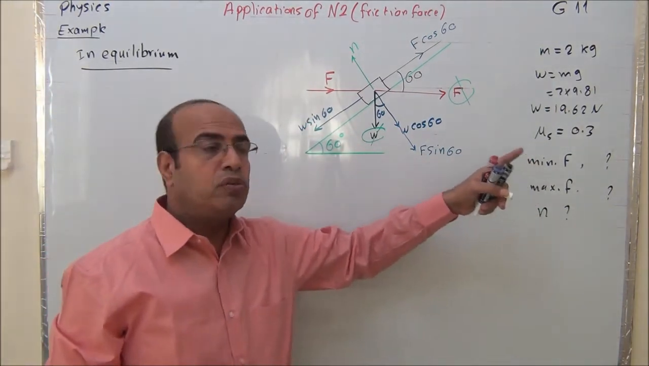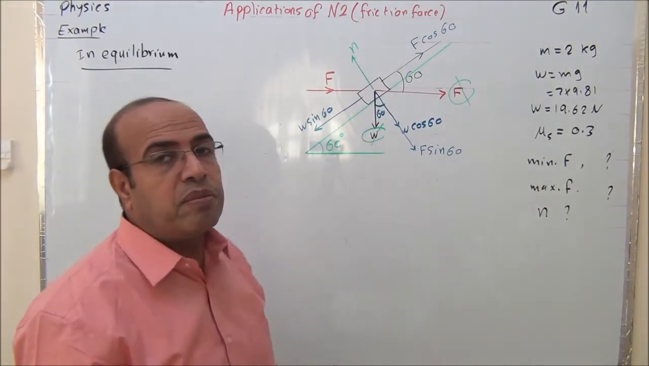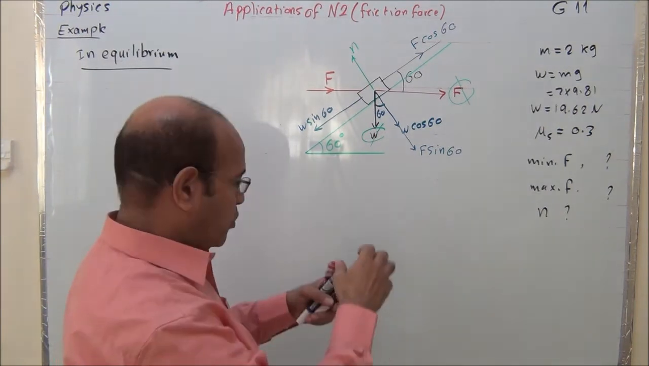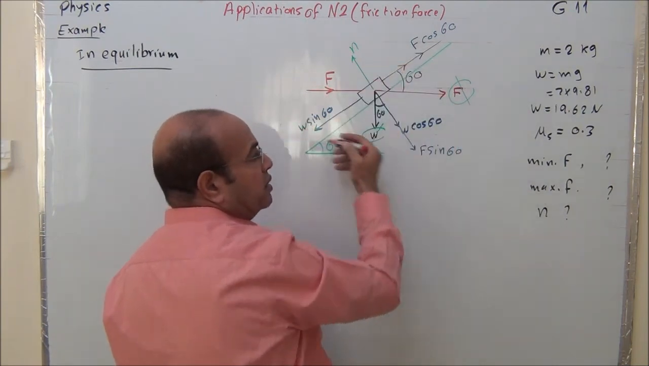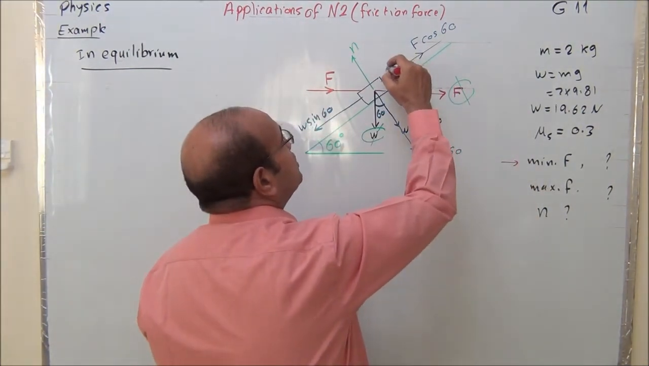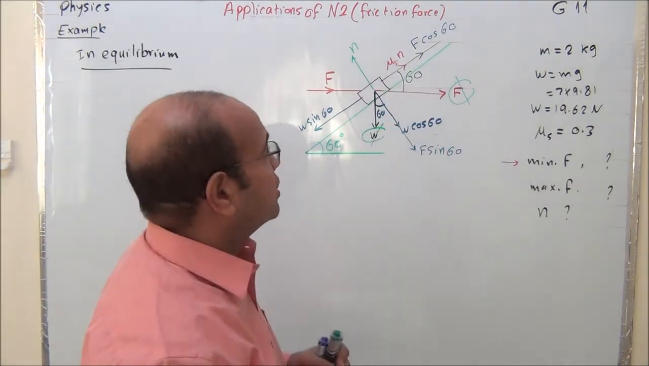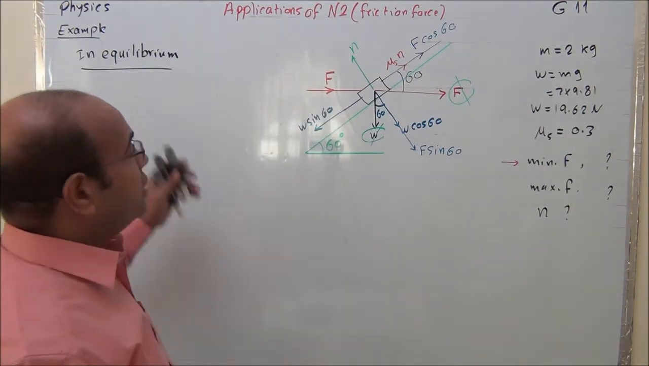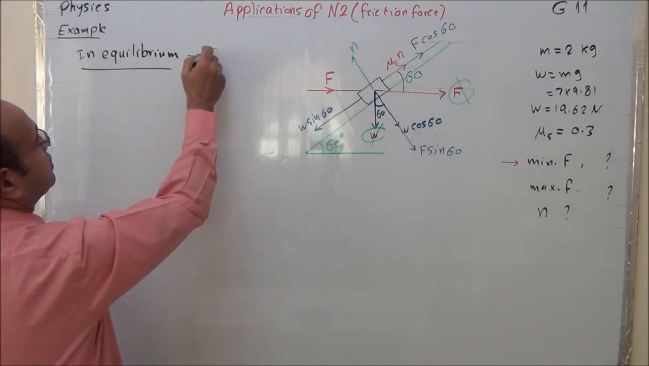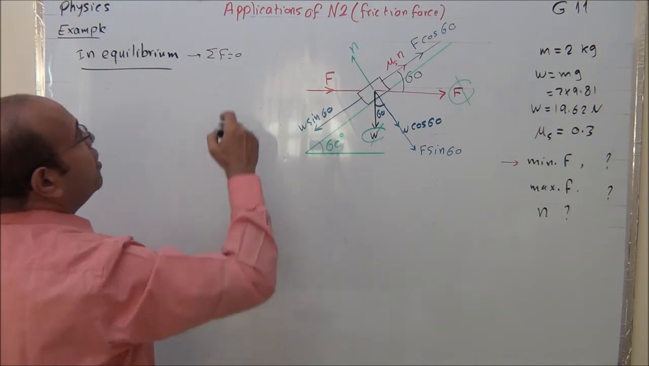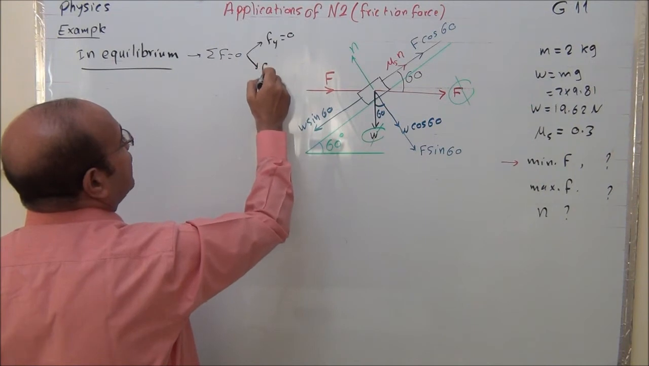We need the minimum force to prevent the object sliding down. So the maximum static friction is upwards, because it will prevent sliding down, we need the minimum force. So this is mu s n, the maximum static friction force. He said the object is in equilibrium. In equilibrium, it means the resultant force equals 0. It means Fy equals 0 and Fx equals 0.